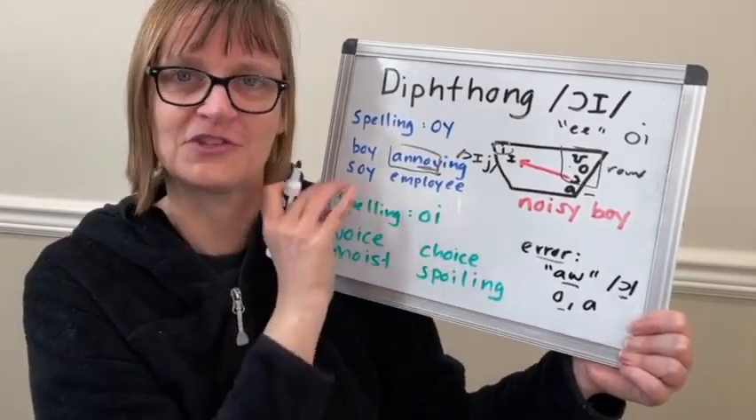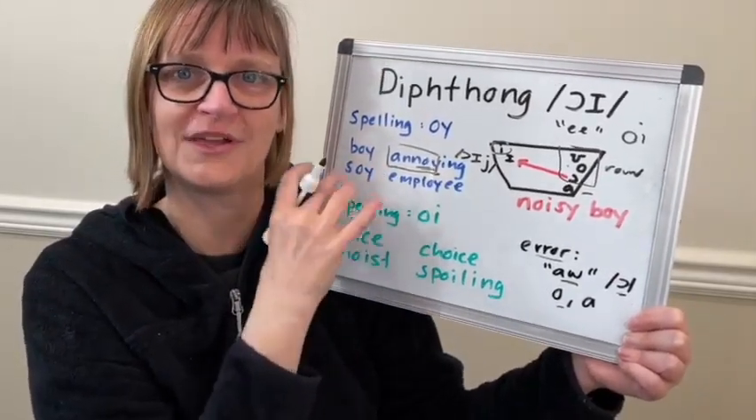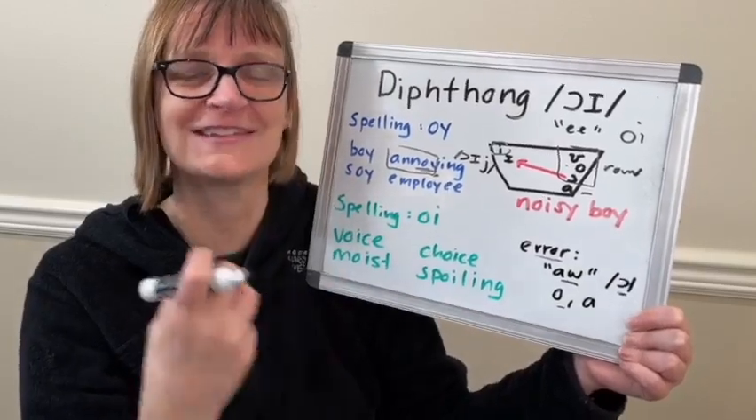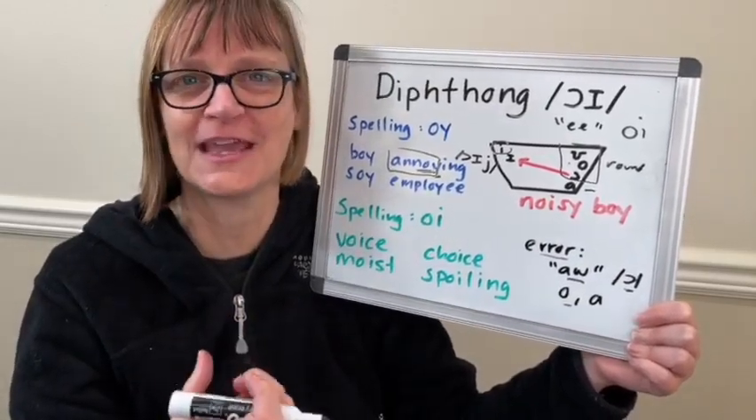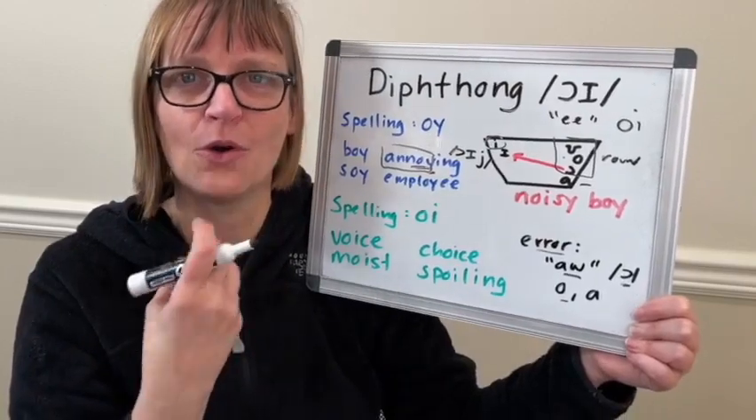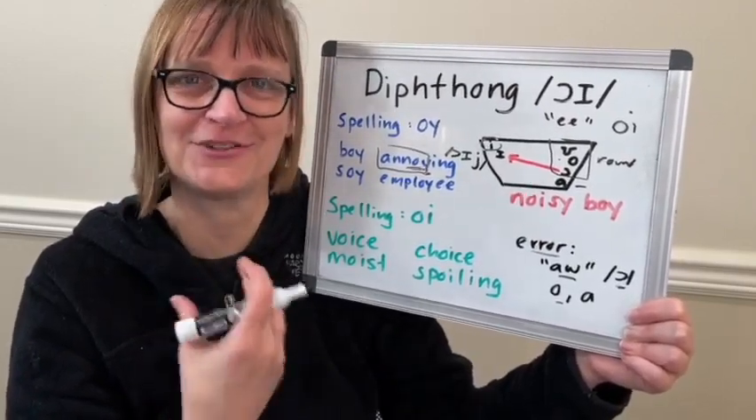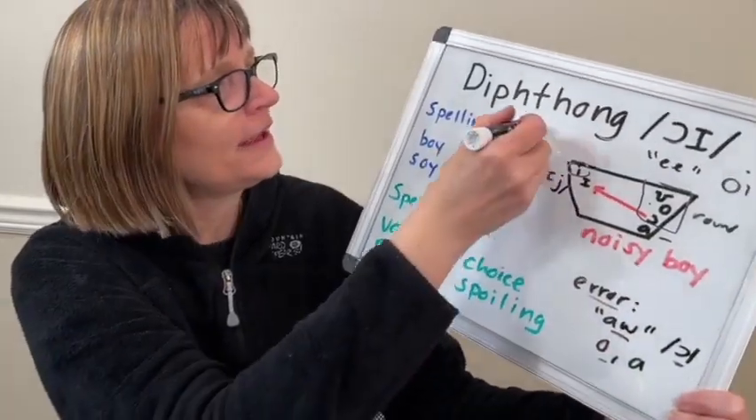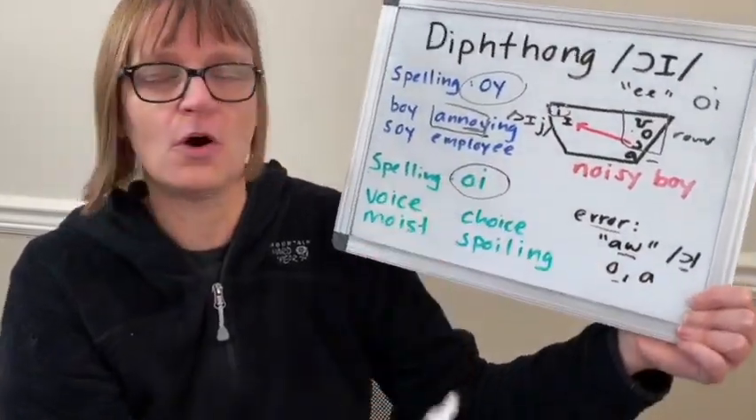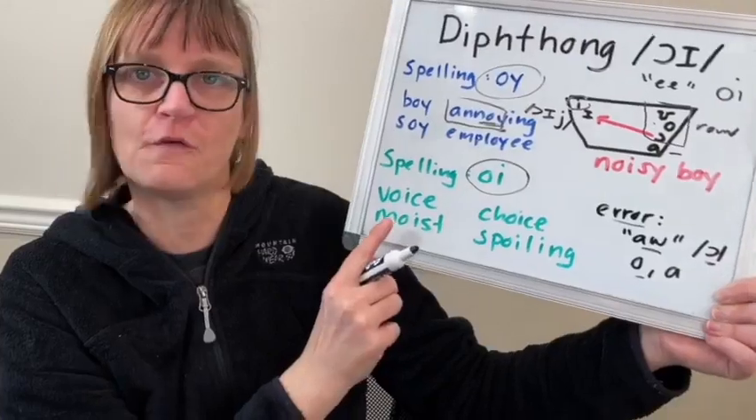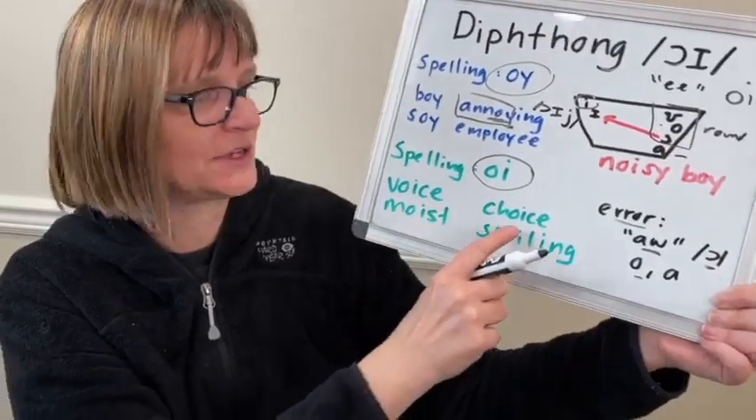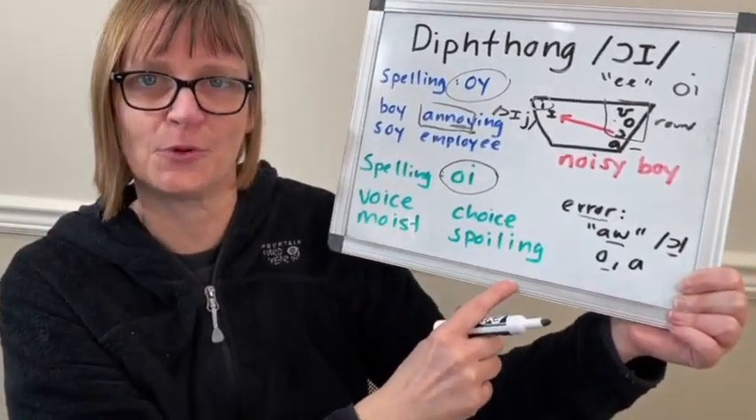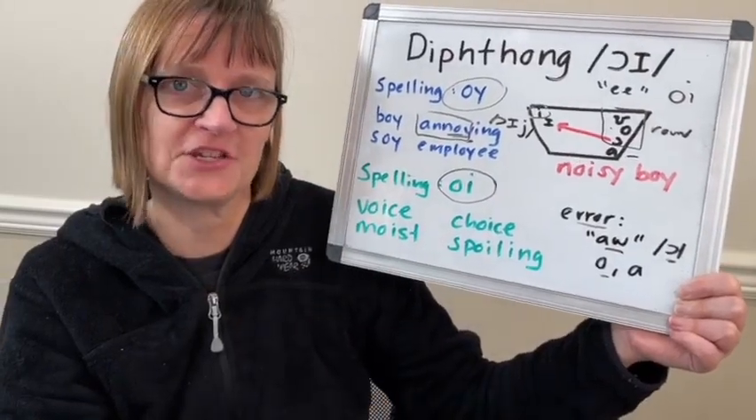Again, if you start with just the oi, noi, boy, etc., you have time to get that vowel correct. Then just try to keep the vowel the same. Noi, annoying. You may have to slow down to make sure that you get that oi vowel in there. Oi is also very commonly spelled with oi, like in voice, moist, choice, or spoiling. The same strategy is going to help you here.